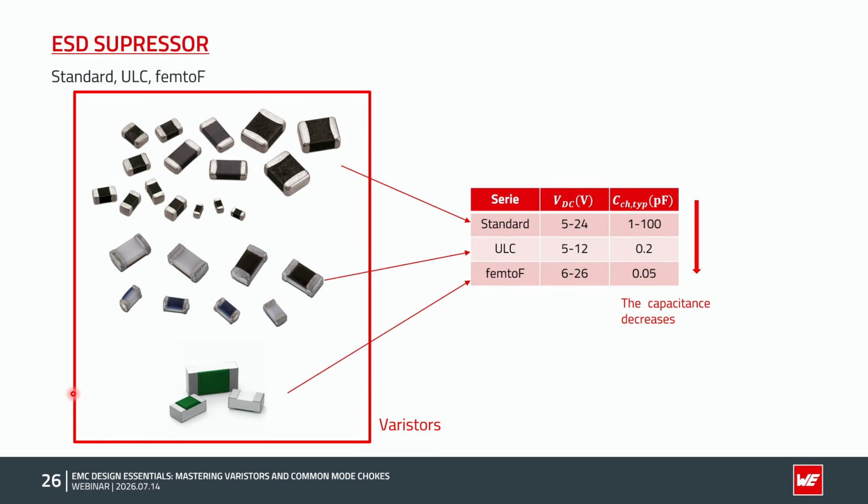On this slide, we can find an overview of the ESD suppressor. We have divided them into 3 series. As in the case of diodes, the main difference lies in the capacitance. The standard series has the highest capacitance, meanwhile the femto series has the lowest capacitance. The ULC series has intermediate capacitance.